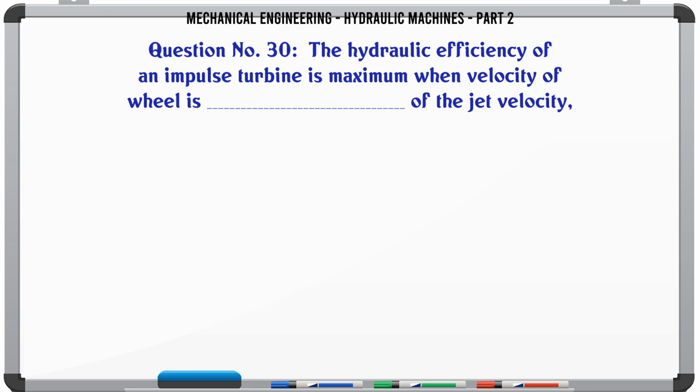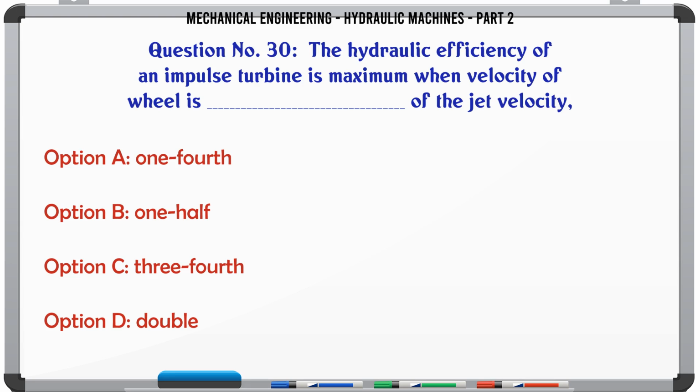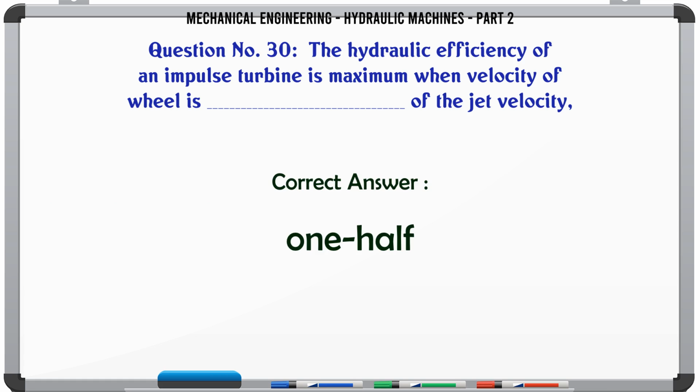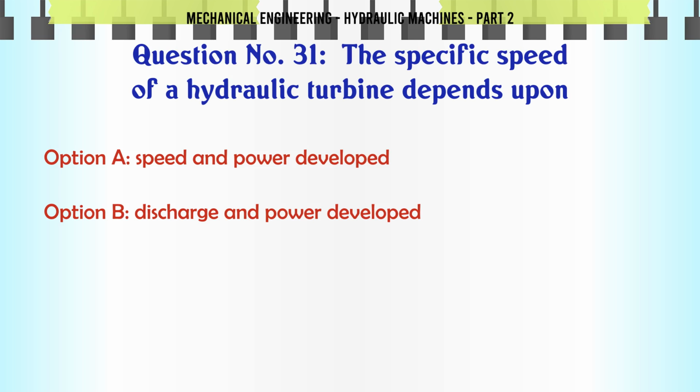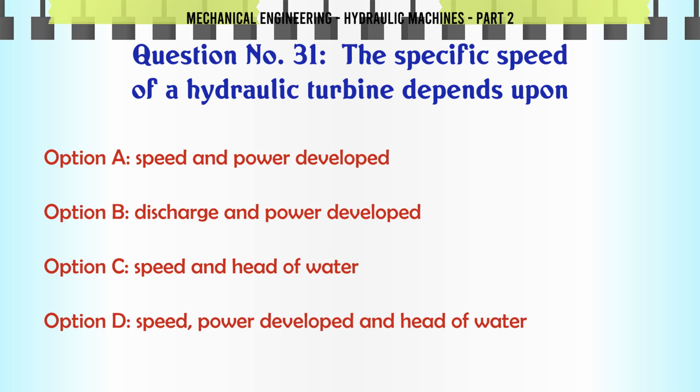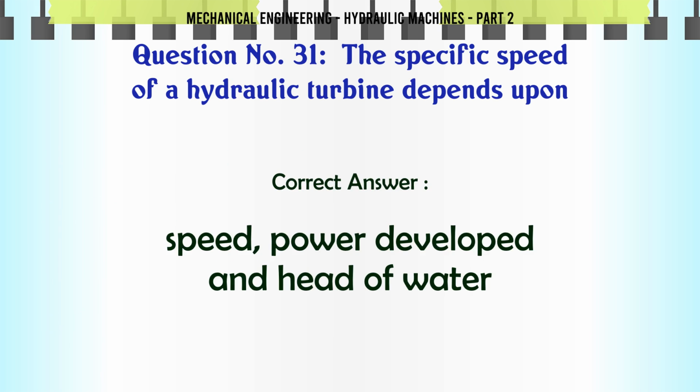The hydraulic efficiency of an impulse turbine is maximum when velocity of wheel is of the jet velocity. A. 1/4, B. 1/2, C. 3/4, D. double. The correct answer is 1/2. The specific speed of a hydraulic turbine depends upon A. Speed and power developed, B. Discharge and power developed, C. Speed and head of water, D. Speed, power developed and head of water. The correct answer is speed, power developed and head of water.